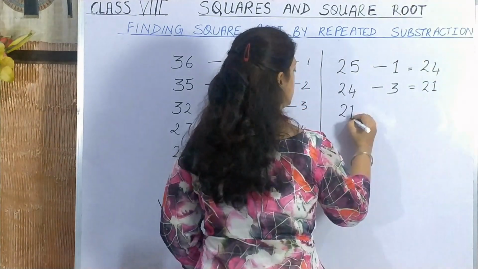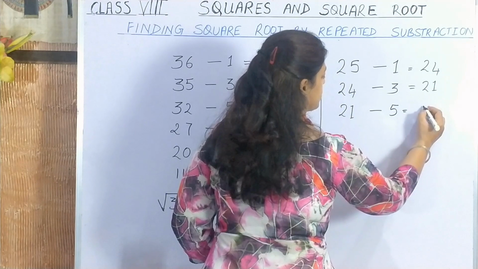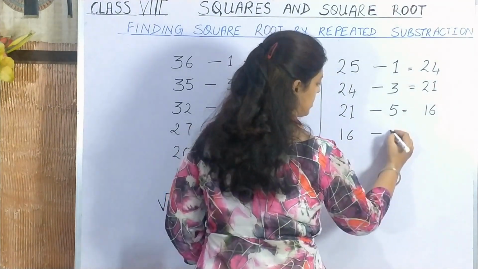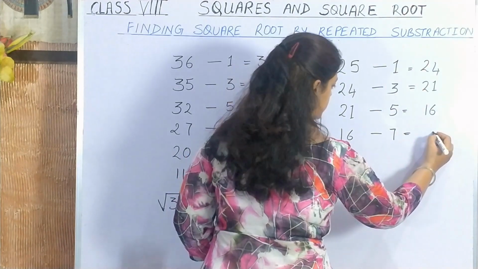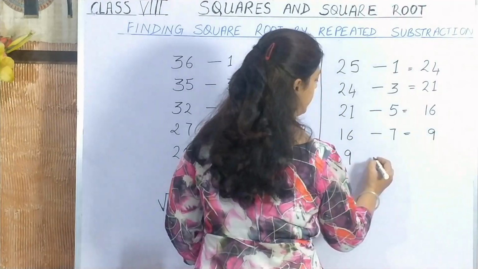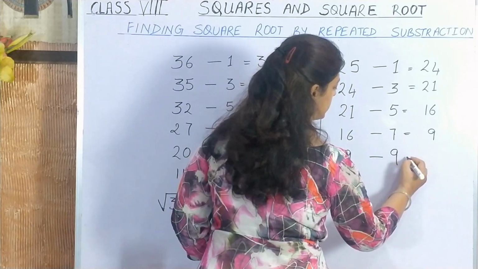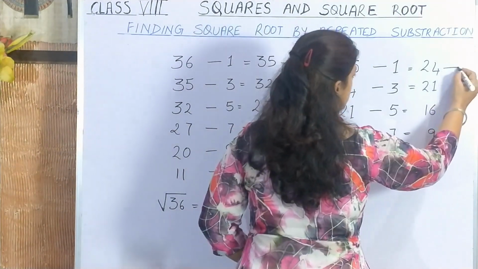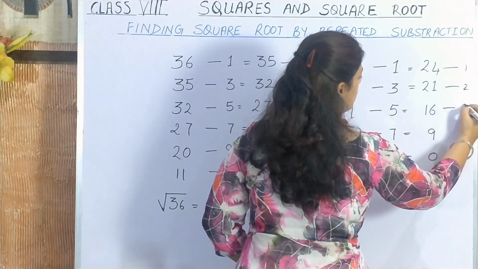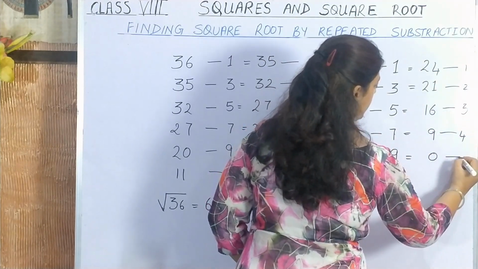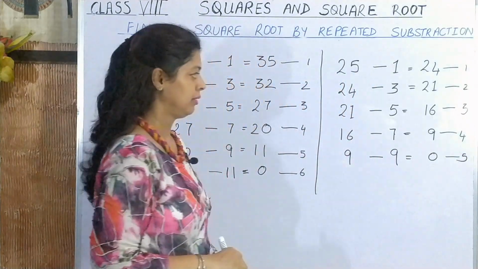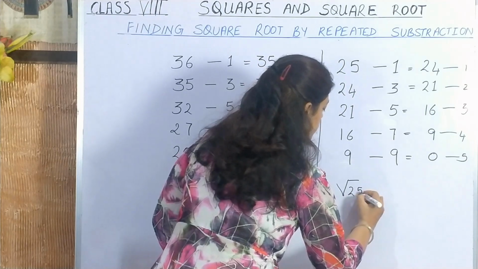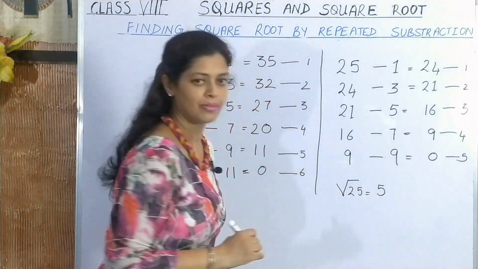Bring 21 here, 21 minus 5 gives me 16. Bring 16 here, 16 minus the next odd number 7 gives 9. Bring 9 here, 9 minus the next odd number 9 gives me 0. So I can see that I have reached 0 in how many steps? 1, 2, 3, 4 and 5 steps. So I can say that the square root of 25 is 5.